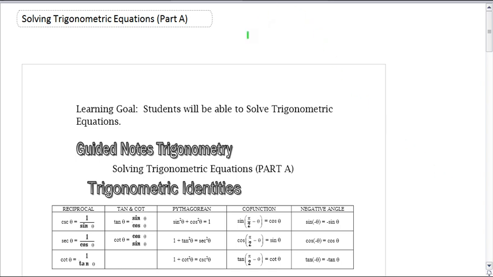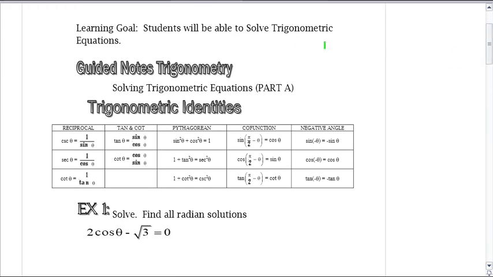Okay, today we're going to take a look at solving trigonometric equations. I love this topic. Let's go ahead and get started. Students will be able to solve trig equations. Now, the reason why I love this topic is we get to use all the skills that we learned thus far in order to solve.